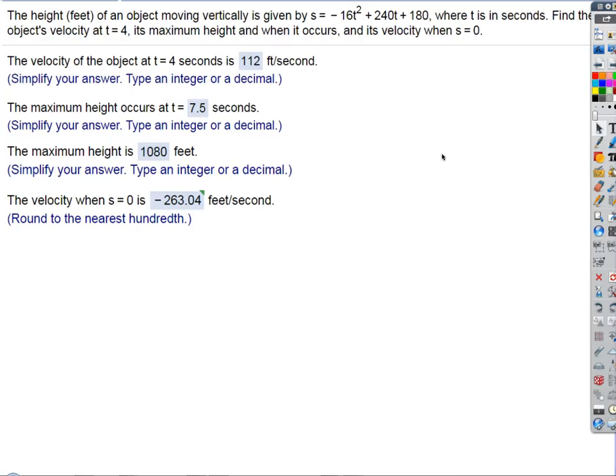Okay, so let's have a little look at this then. They give us the height function, here it is. S stands for height as a function of time. Find the object's velocity at t equals 4, its maximum height and when it occurs, and its velocity when s equals 0. So this is pretty cool because this takes the kinematic stuff that we've done in physics to the next level. Now it becomes a calculus-based physics approach to kinematics. So if we know that this is s of t, this is height.